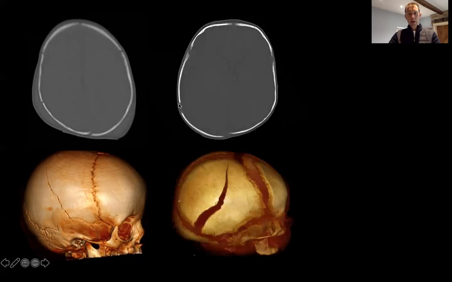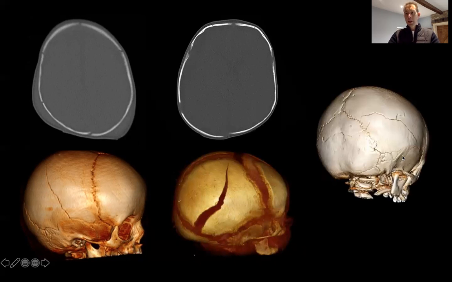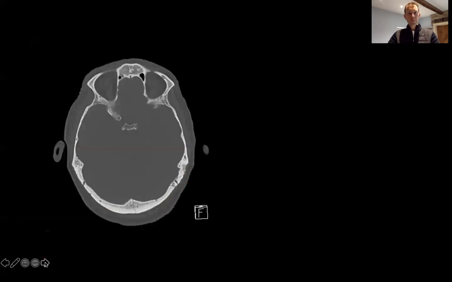You can see here more of a widened fracture through the parietal bone. I would describe this as diastatic if it's greater than 5 millimeters. And here a 3D reconstruction showing a sort of stellate multifocal fracture in a child who had a non-accidental injury. But usually fracture patterns can give you a lot of forensic information.